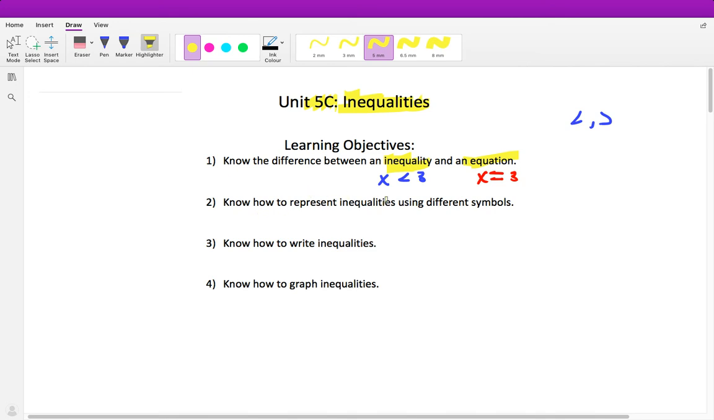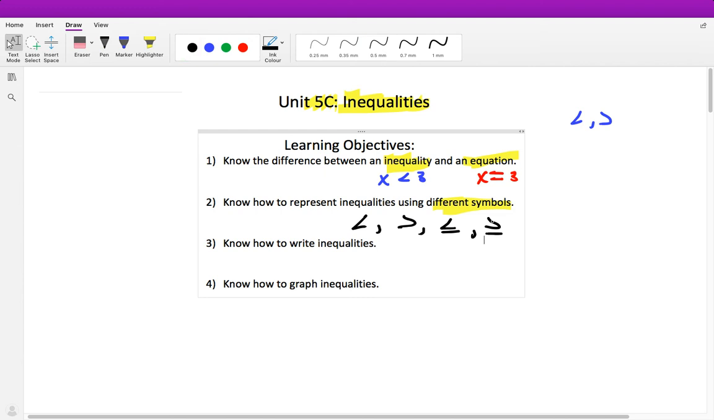Then you'll have to know how to represent inequalities using different symbols. And what I mean by this is you're going to have to know what these different symbols mean. All right, you'll have to know what less than, what greater than, what less than or equal to, and what greater than or equal to mean. You'll have to be able to identify those different symbols and exactly what they mean.